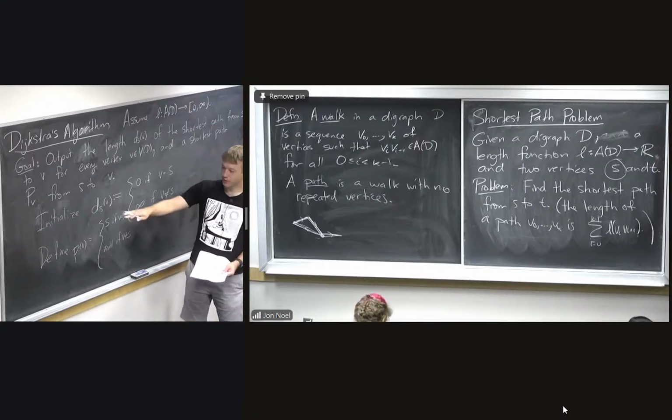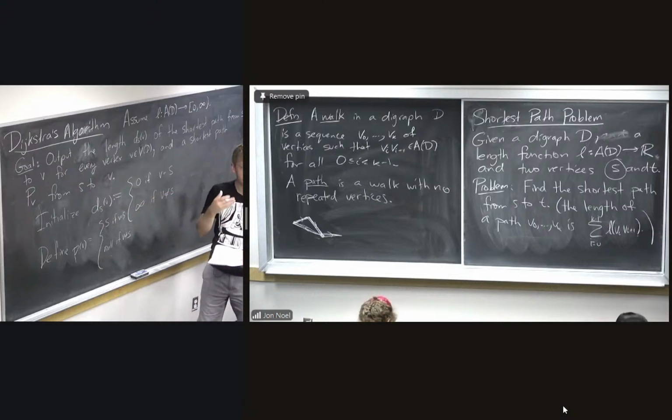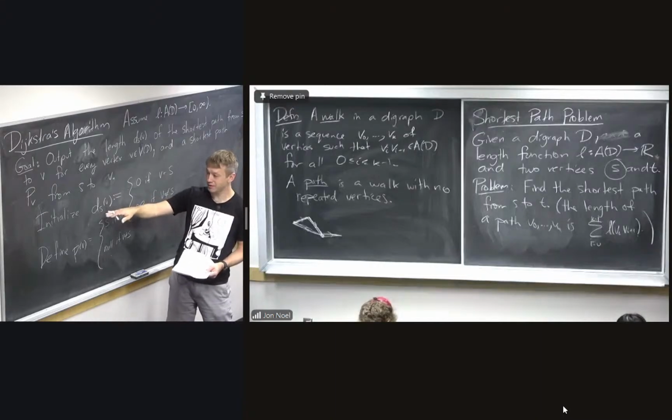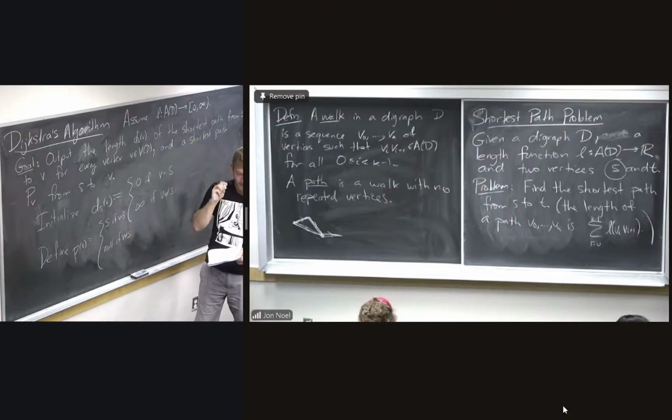So, okay, the ds function is going to represent the length of the shortest path that I've found so far, starting at s and ending at v. The p of v is going to be like the parent, or the vertex that precedes v on the shortest path that I found so far.